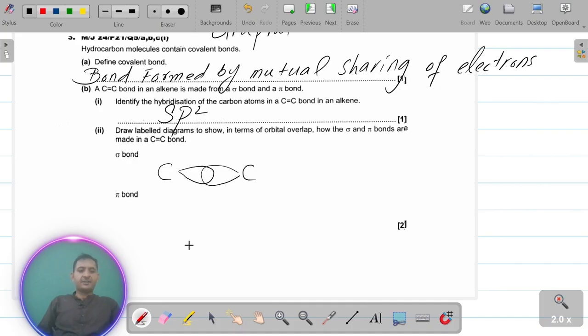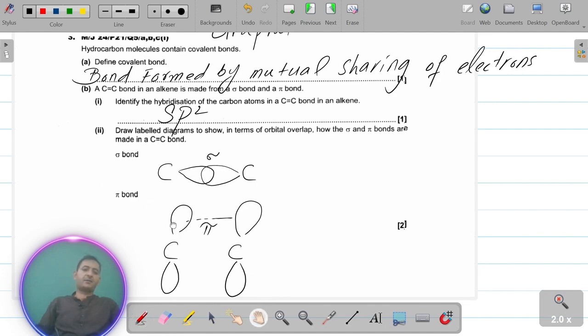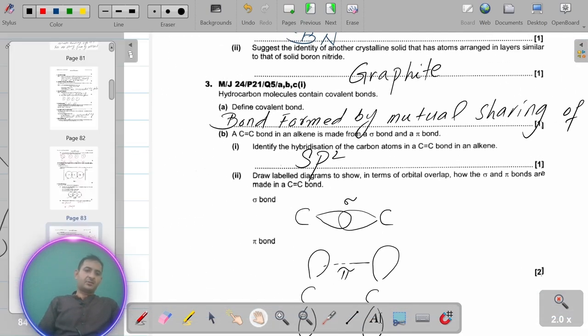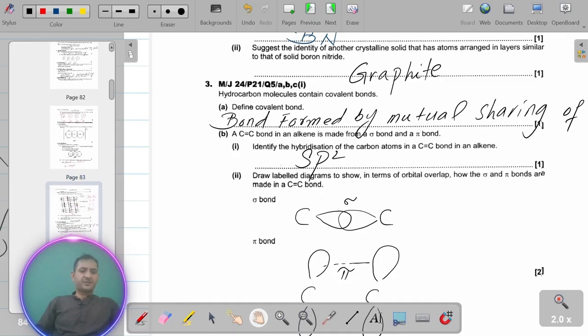Okay, a pi bond is formed when we have this carbon, and there are unhybridized pz orbitals. I already explained these things in my topic on hybridization. So when there is this side to side approach, it makes a pi bond, and it makes a sigma bond. Okay, the questions are easy, they are not so difficult.